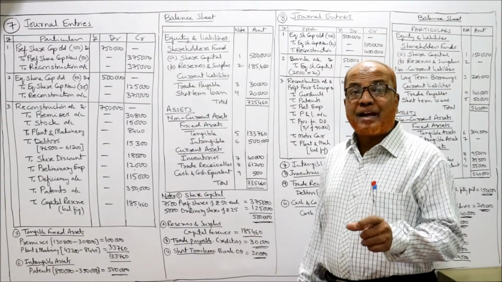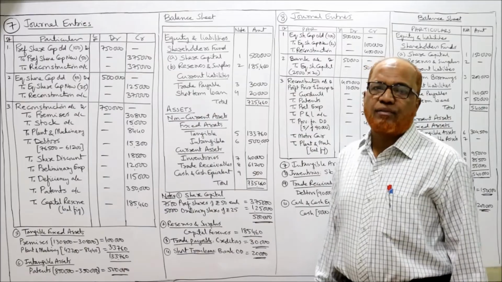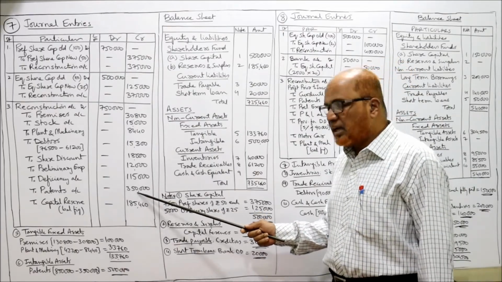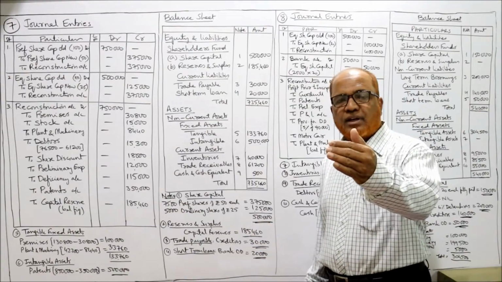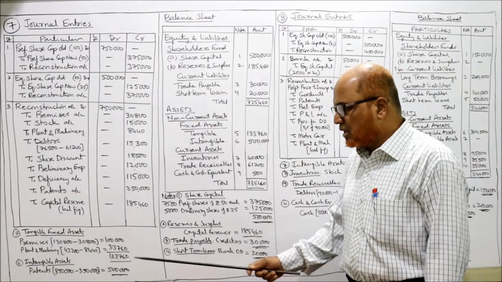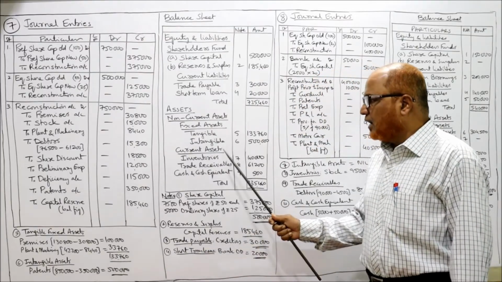Intangible fixed assets, patents were there. So before capital reduction, patents were 8,50,000. Out of 8,50,000, how much was written off here? 3,50,000. So 8,50,000 minus 3,50,000, 5 lakh rupees. So intangible asset, patents are 5 lakh. Now I have taken 5 lakh.